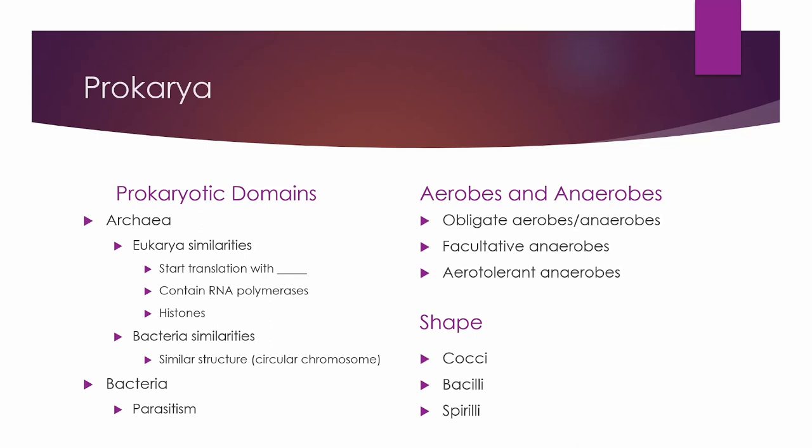Eukaryotes and archaea both start translation with an amino acid called methionine. I'll shorten it as MET. You should know this from the biochemistry series. They also contain similar RNA polymerases, and they associate DNA with histones. That being said, archaea also only have a singular chromosome, and they divide by binary fission, just like bacteria.